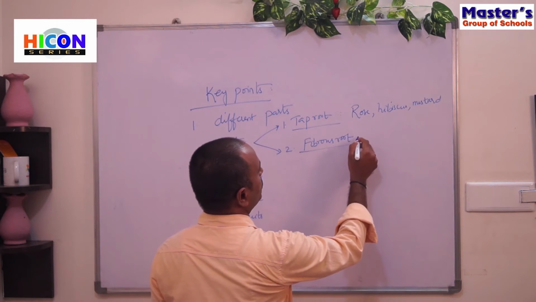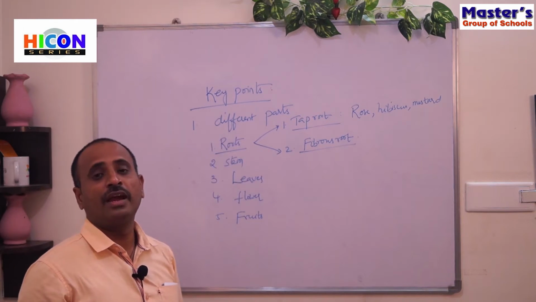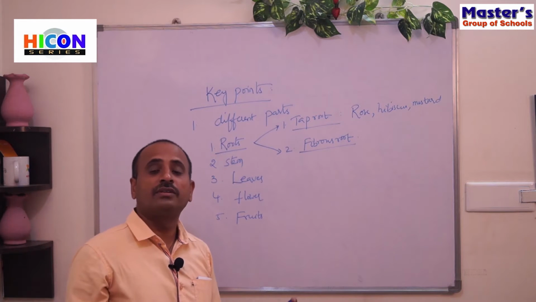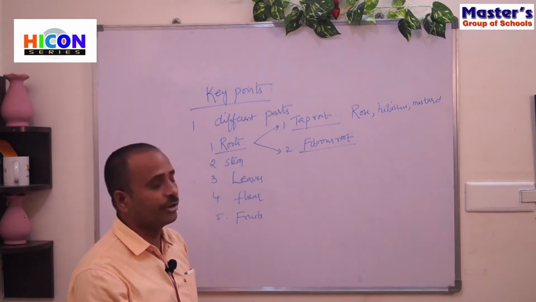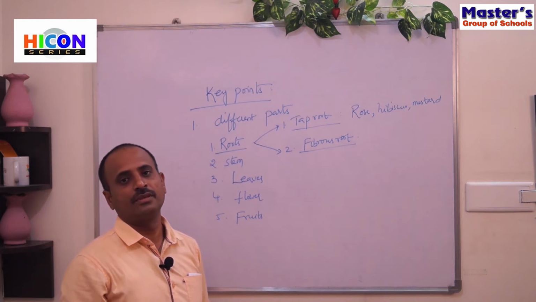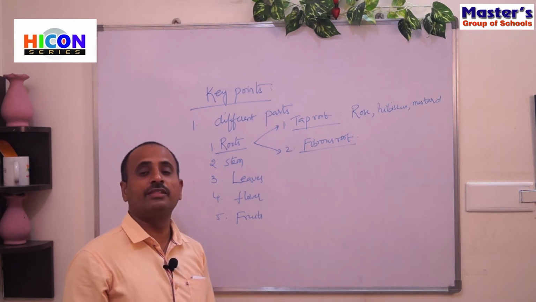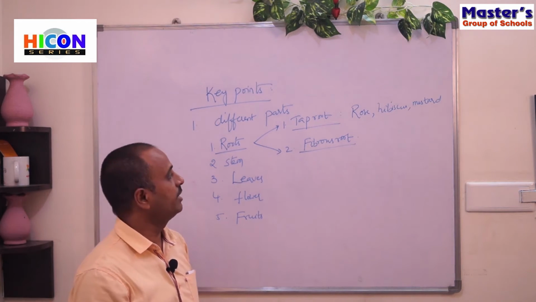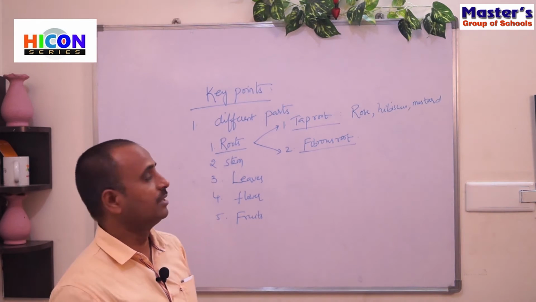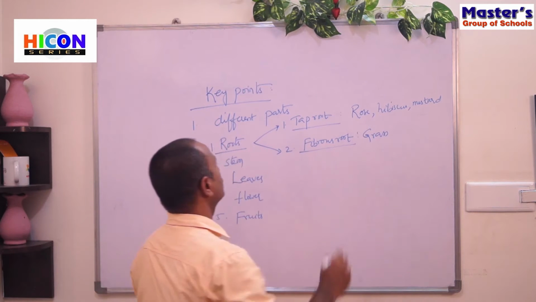And in the fibrous roots, there will not be a main root, and a large number of tiny roots will be attached at the bottom of the stem. So they look like a bunch of roots attached at the bottom of the stem. That type of roots are called fibrous roots. An example, grass. So grass plants have fibrous roots.